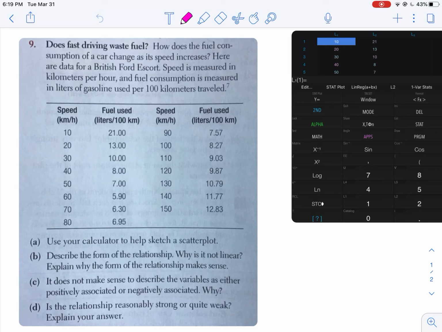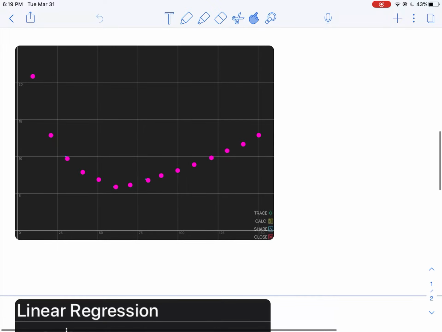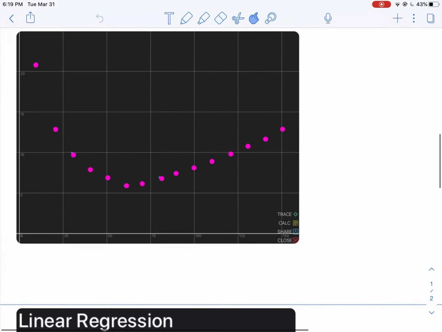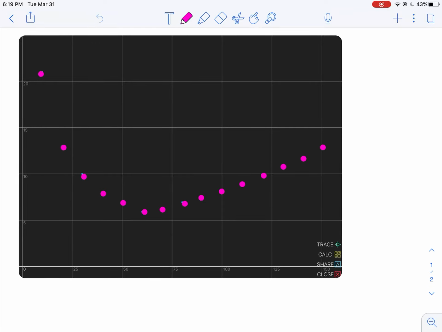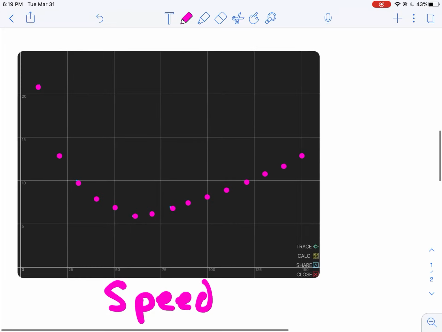So what I ended up doing was the first thing they asked us to do: use a calculator to help sketch a scatter plot. Hopefully you did that. I know some people attempted to do it by hand. Nothing wrong with that. I just recommend for linear regression, stick to the calculator. So you'll notice down here, I did go about doing that. I had speed as my independent variable, my dependent variable being fuel consumption.